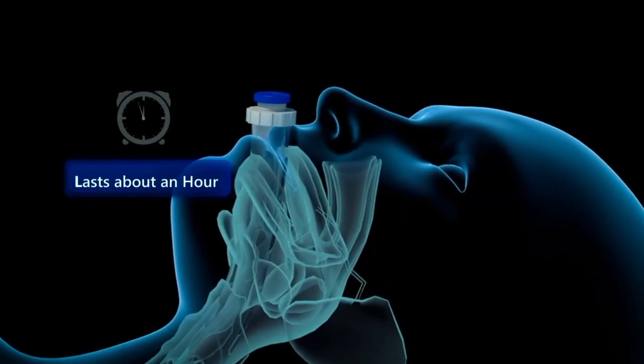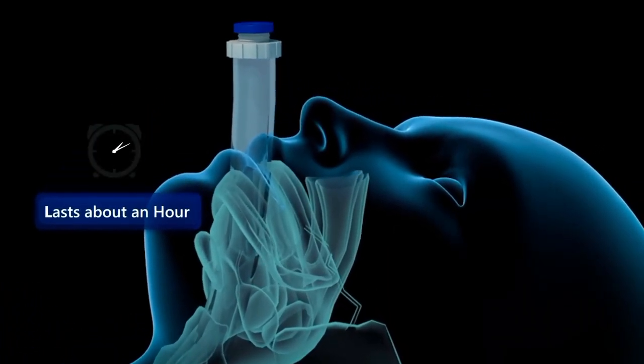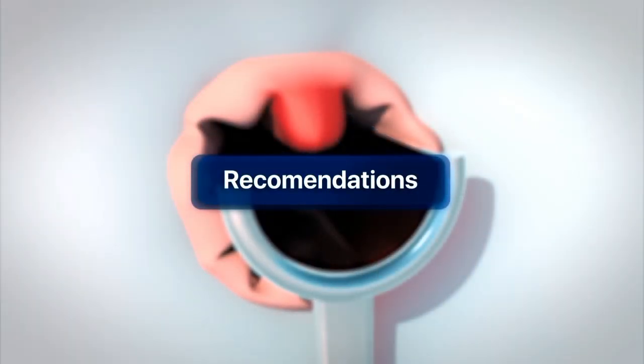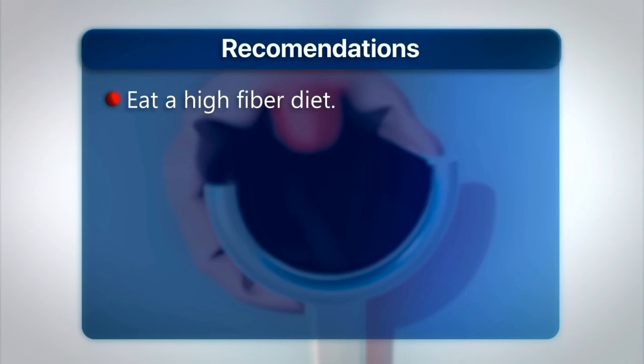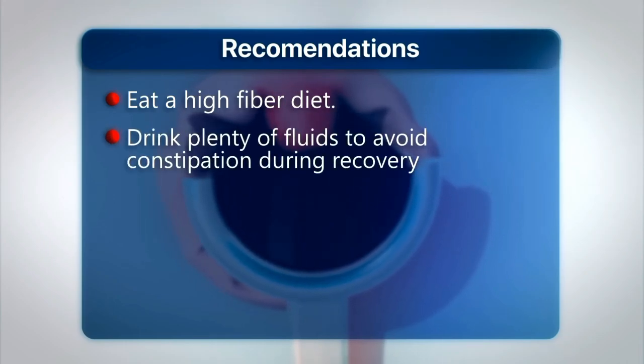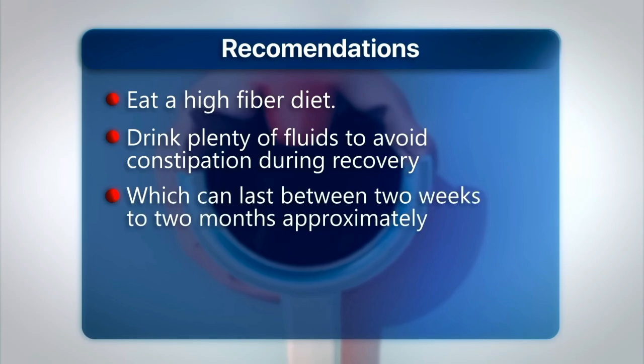Generally, this procedure lasts about an hour, and after surgery, the breathing tube is removed and the patient will be asked to eat a high-fiber diet, as well as to drink plenty of fluids to avoid constipation during recovery, which can last between 2 weeks to 2 months approximately.